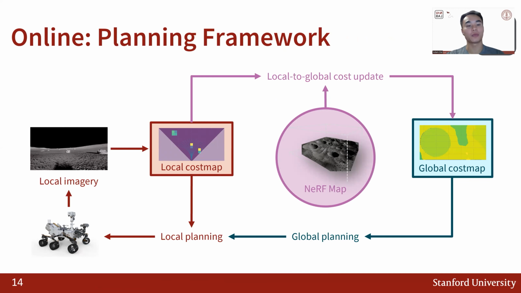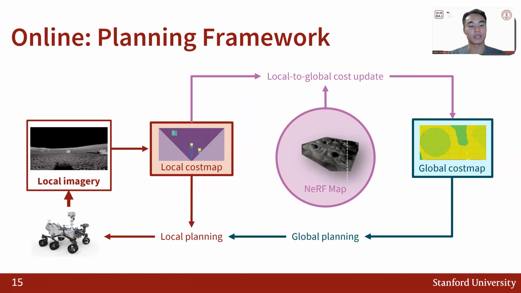Now, once we have the NeRF map trained, we can then upload it to the rover, and specifically, we only need to upload a set of weights to the rover. And then online, the rover now has access to all of this information encoded in the NeRF. And so online, the planning process is as follows.